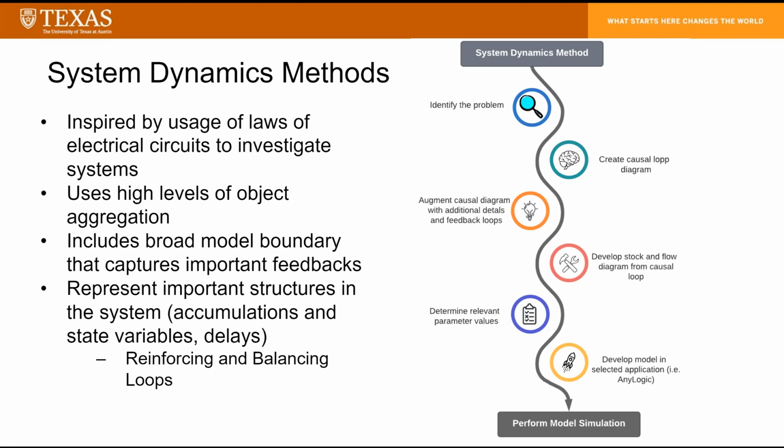And so there's a pretty straightforward method that you use in system dynamics. Once you identify the problem, the first step is typically to create a causal loop diagram. You then add additional information, feedback loops, and data to this causal loop diagram to create a stock and flow diagram. The stock and flow diagram is then incorporated into your model of choice, and you develop a simulation in something like AnyLogic, which is what we used for this homework.